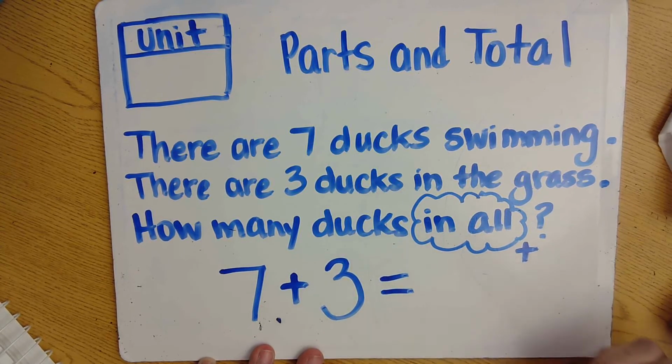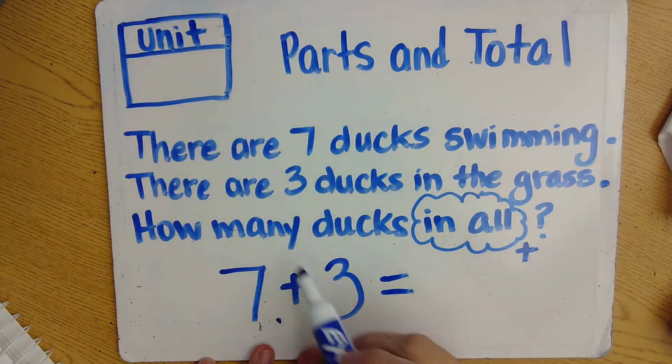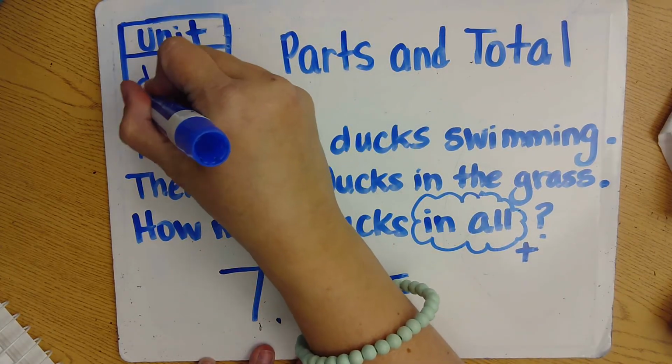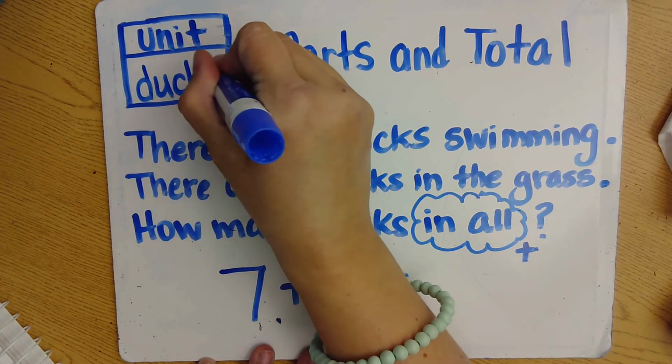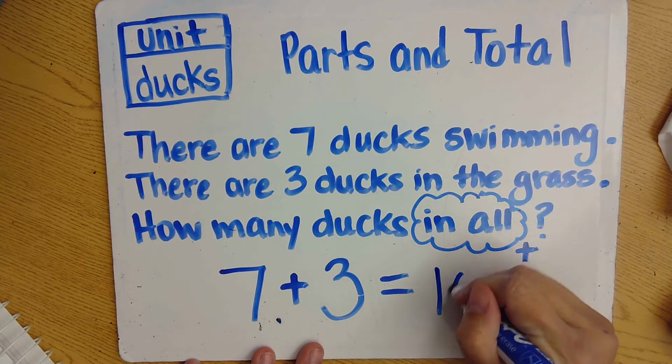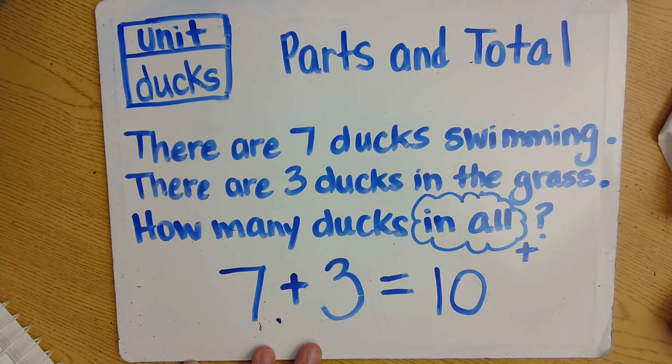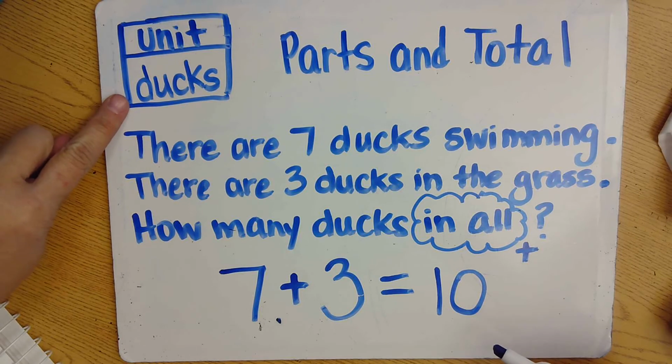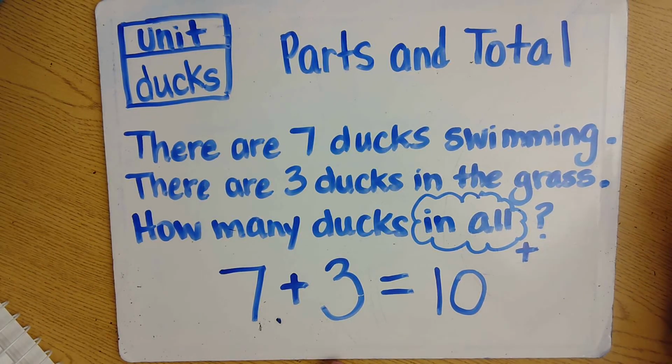7 plus 3 equals. I also know that my story problem is about ducks, so I'm going to write the word ducks in my unit box. 7 plus 3 more is 10. Great job if you got that same answer. Again, because I have a unit box, I do not necessarily have to label it here. If I did not have a unit box, you would need to put the word ducks right here.